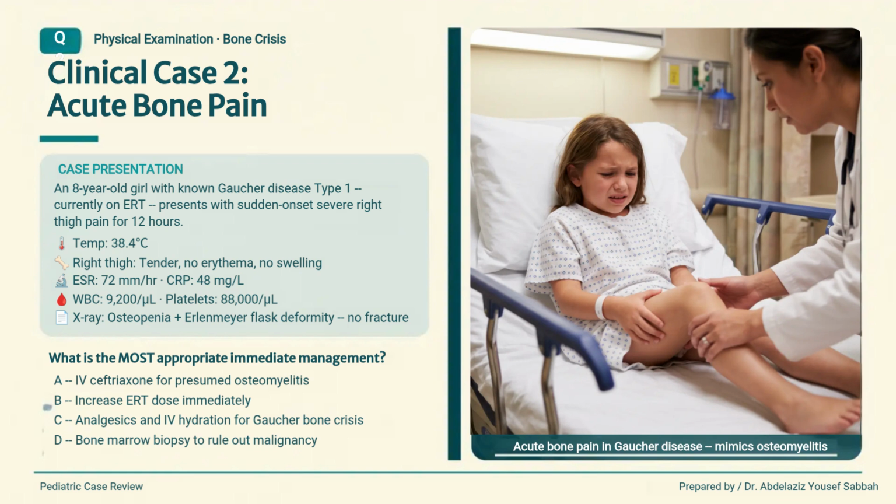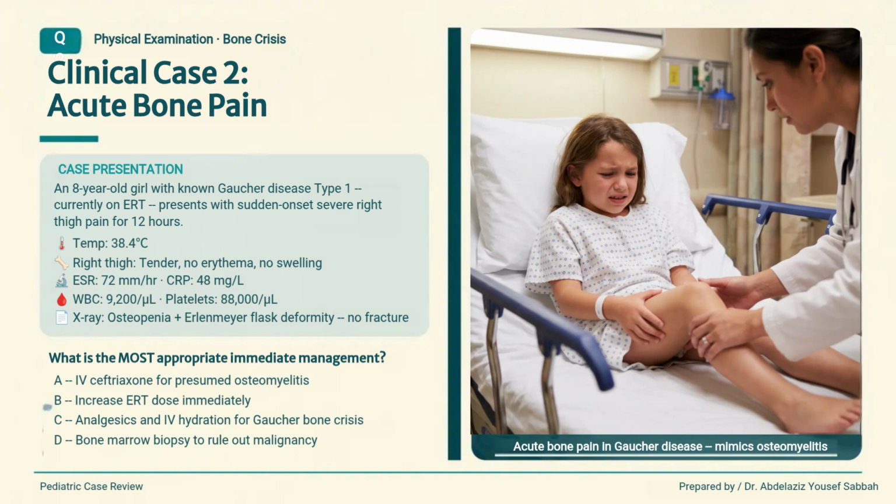Clinical Case 2. An 8-year-old girl with known Gaucher disease type 1, currently on enzyme replacement therapy, presents with sudden onset severe right thigh pain for 12 hours. Her temperature is 38.4 degrees Celsius. The right thigh is tender, with no erythema and no swelling. The erythrocyte sedimentation rate is 72 millimeters per hour, and the C-reactive protein is 48 milligrams per liter. The white cell count is 9,200 per microliter, and platelets are 88,000 per microliter. X-ray shows osteopenia and an Erlenmeyer-Flask deformity with no fracture.